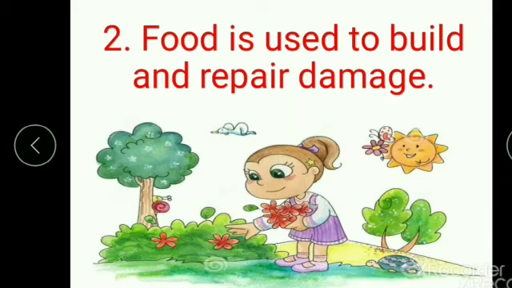Okay. The second one is food is used to build and repair damage. For example, if you are playing in a ground and you get hurt, you get wounded, so what do you do? You go to hospital and take treatment, right? But if the plant gets wounded or damaged, is it going to the hospital? No, right? It has the power to repair the damage by itself.